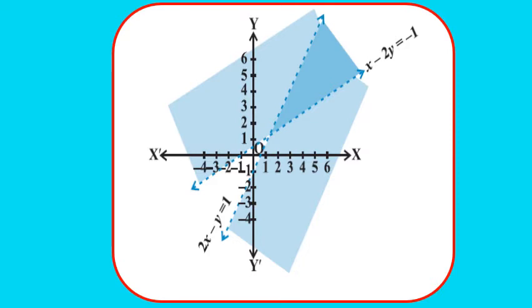So you can see in the figure that the darkened portion is common between the solution of both the inequalities. So that darkened portion will be our required solution region for the given system of inequalities. Clear? So pause and note down the solution.